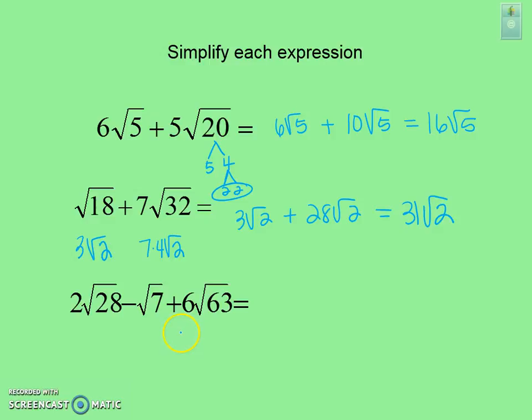With this bottom one, right now we don't have any like radicals, so we have to break them down. 28 times this 2 becomes a 4 square root of 7. Leave the square root of 7 alone. And this last one is going to be an 18 square root of 7. And so we add together, making sure that you remember that there is a 1 on the outside over here. So we have 4 square root of 7 minus 1 square root of 7, which is 3, plus 18 square root of 7 to give us 21.